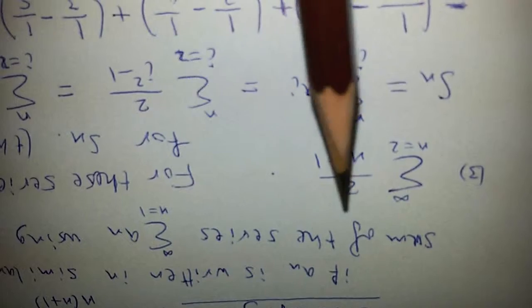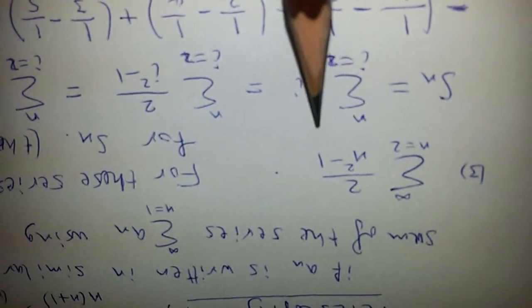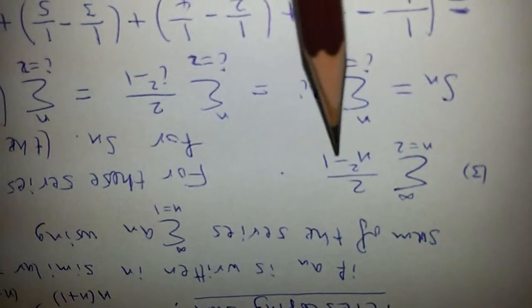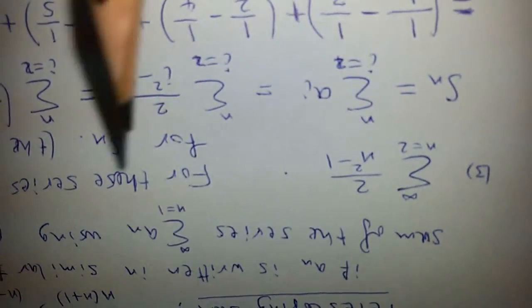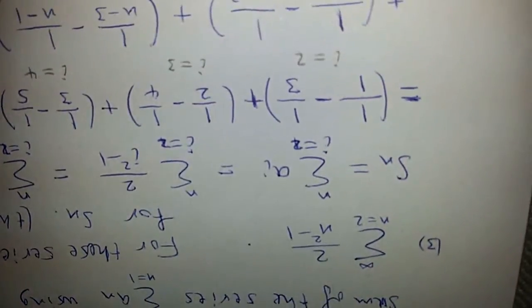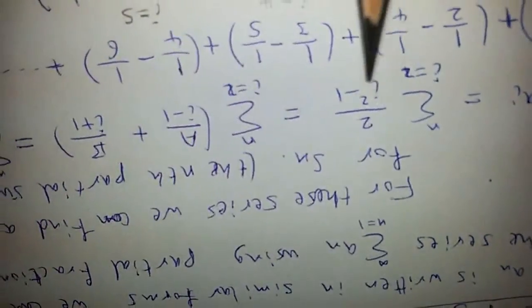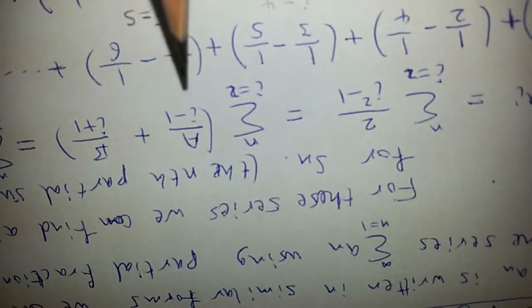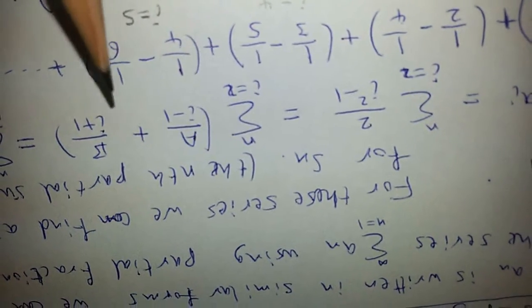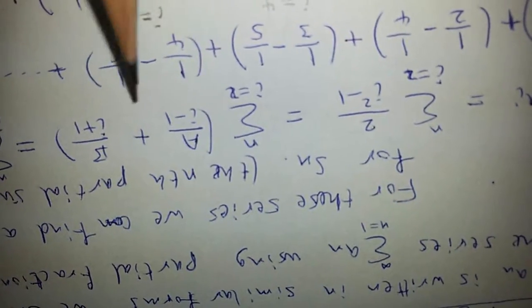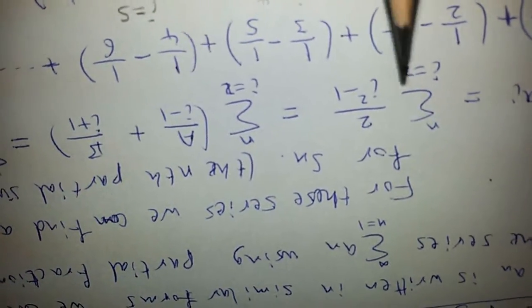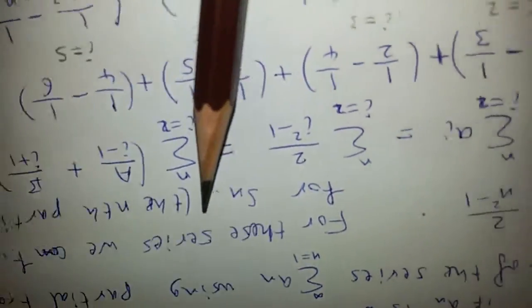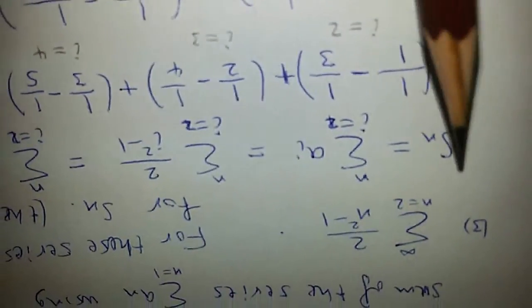This is an example. This is a series. You have n squared minus 1 here. If you factor this, it is n minus 1 times n plus 1. Between n minus 1 and n plus 1, there is a difference of 2. We can write Sn. Let us start writing Sn, the nth partial sum.